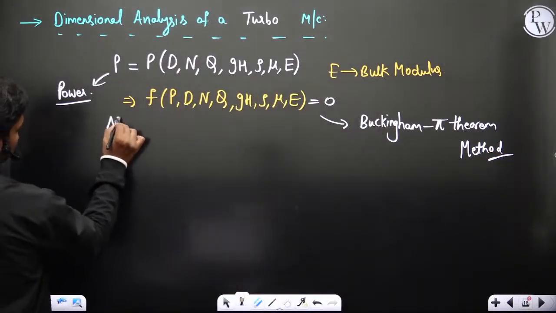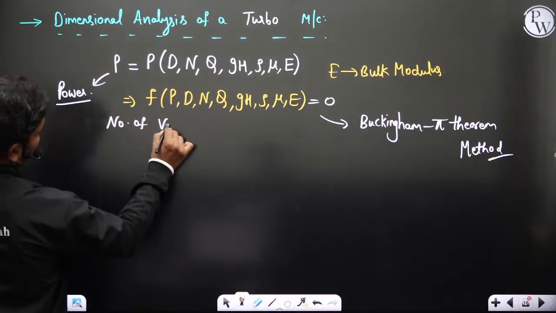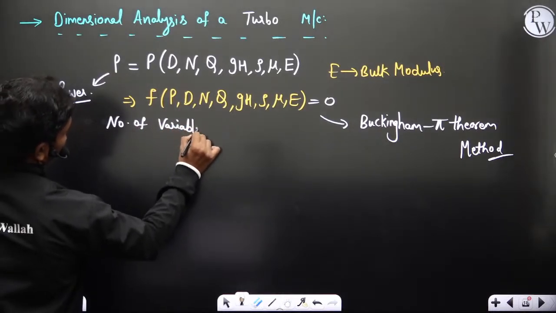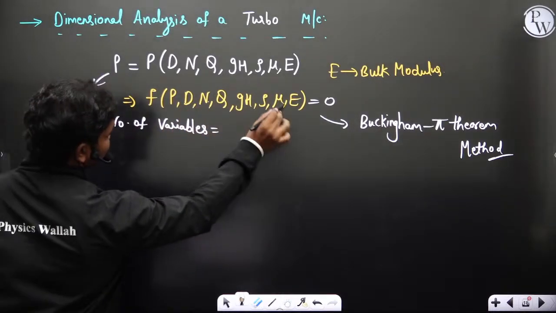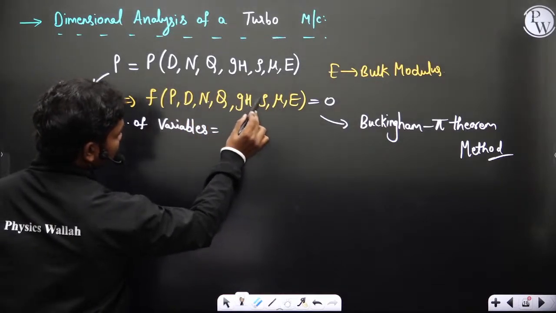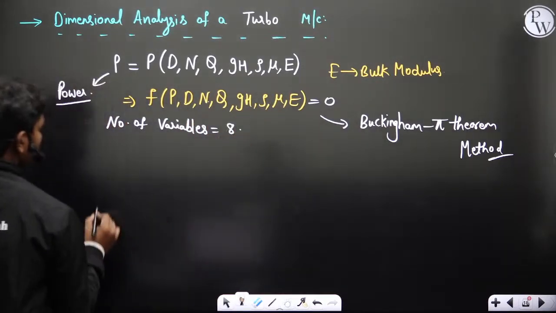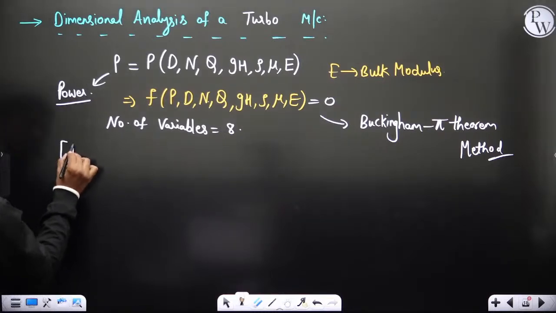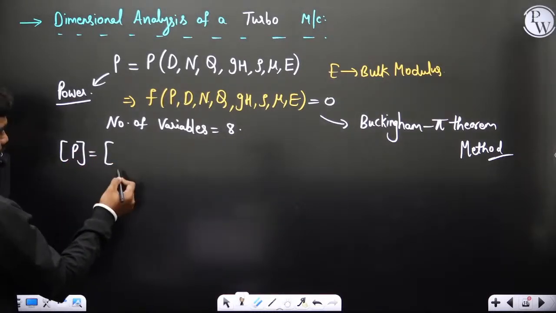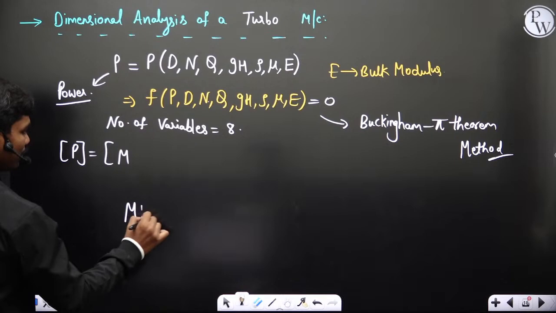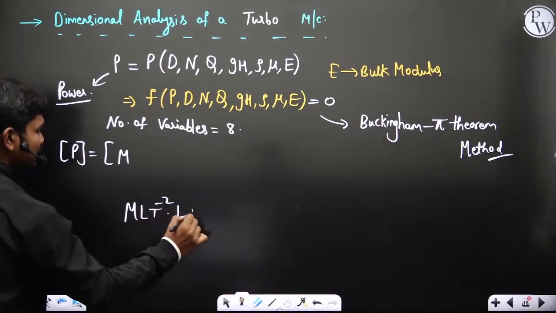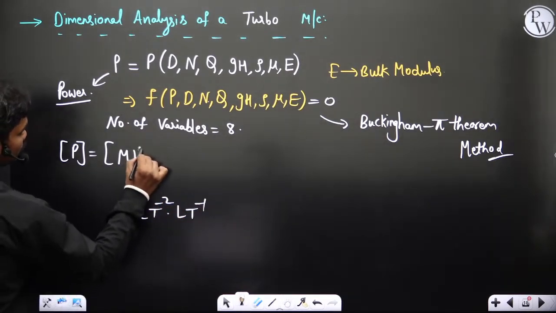Total number of variables: how many variables are there? 1, 2, 3, 4, 5, 6, 7, 8, right? 8 variables are there. Now let us see the dimensions of each. Power can be written as force into velocity. Force is M L T power minus 2, into velocity, meters per second. So M L square T power minus 3 is what you have.